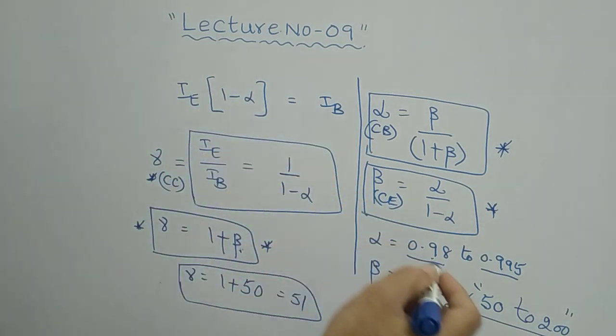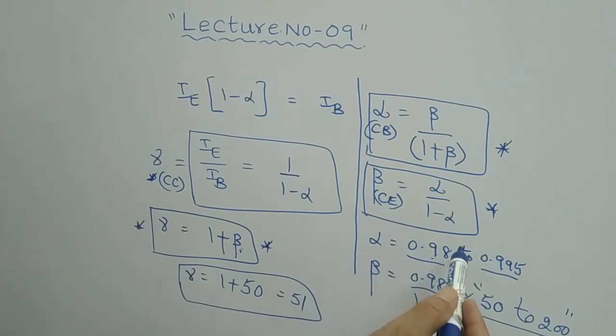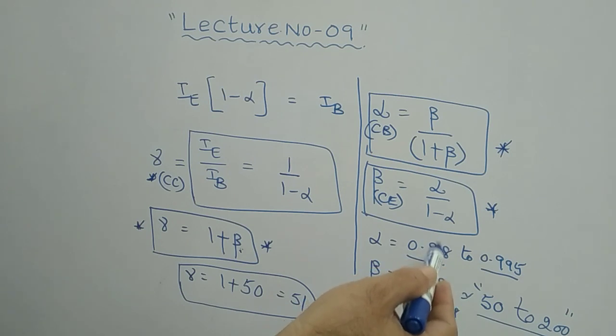Therefore, the values also we have to remember. Alpha value 0.998 to 0.995, and if you substitute those values in these relations, you will get the minimum and maximum values of beta and then gamma. Clear? I think we'll finish this presentation here, and let us see the input and output characteristics of CB configuration in the subsequent presentation.